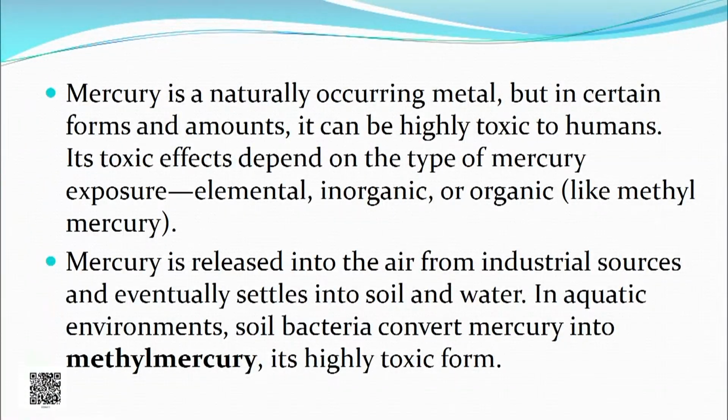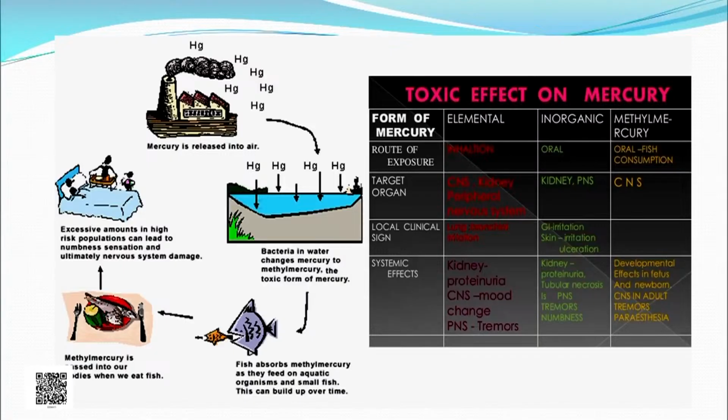So mercury is a naturally occurring metal, but in certain forms and amounts it can be highly toxic to humans, and its toxic effects depend on the type of mercury exposure. It may be elemental, inorganic or organic. Mercury is released in the air from industrial sources and eventually settles into soil and water. In the aquatic environment, soil bacteria convert mercury into methyl mercury, which is a very highly toxic form of mercury.